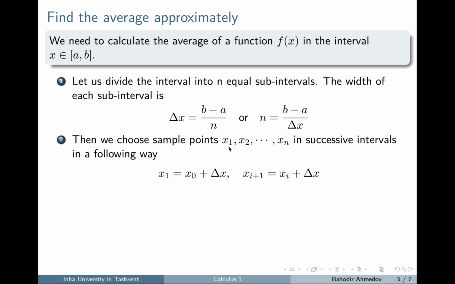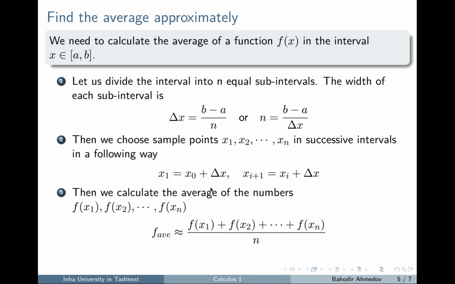Then we choose the sample points from each of the subintervals successively. So basically x0 will be equal to the beginning of the interval. Then every next sample point I derive by adding delta x to the previous one. And then I'm going to find the values of the function at those sample points. In order to find the average of those values of the function, I just add all of them and divide by n. So it gives me the average value of the function approximately.